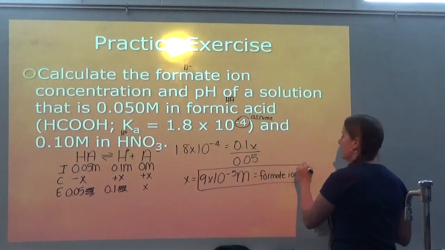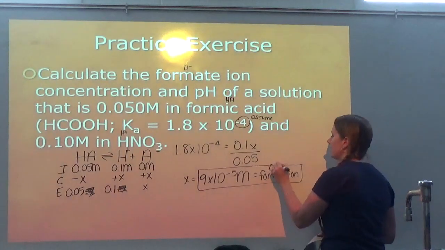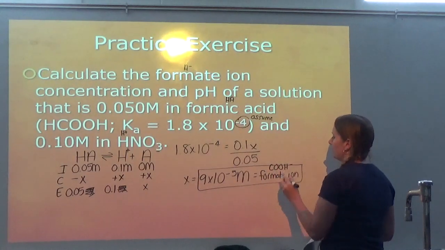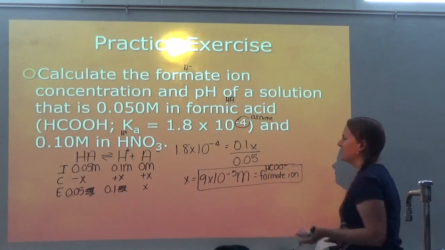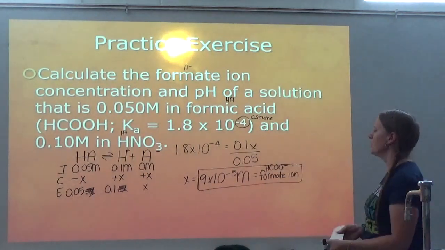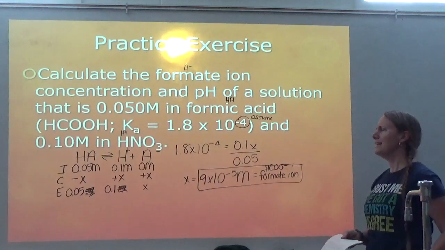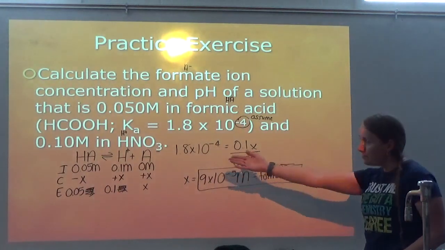Alright, so that is, it's this right here. It's HCOO negative. I don't know why I wrote out formate ion, but anyway, I did. But either way, that's your A minus.